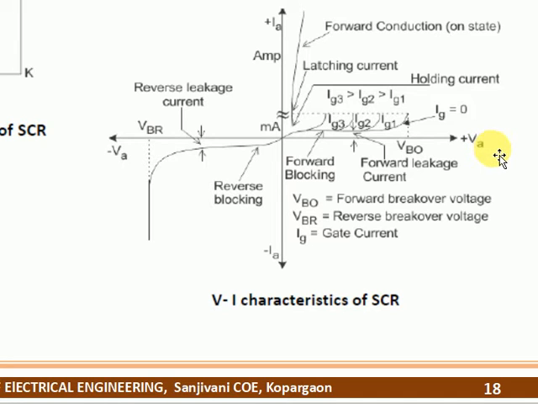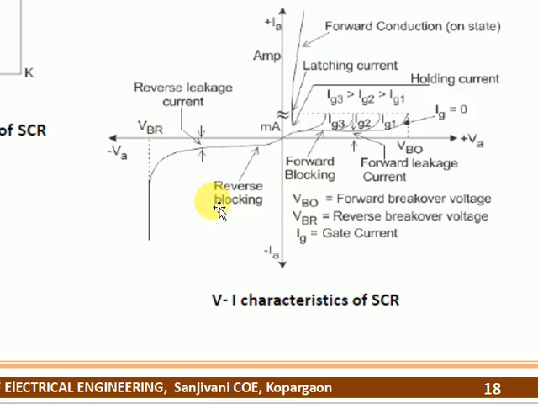Here you have seen that a small leakage current is also there, a small forward leakage current. Yes, it is written as the forward leakage current. Similarly, on the reverse side there is also a small reverse leakage current. Now the anode is negative with respect to the cathode. When you apply the anode negative with respect to the cathode, you draw the VI characteristics for that.